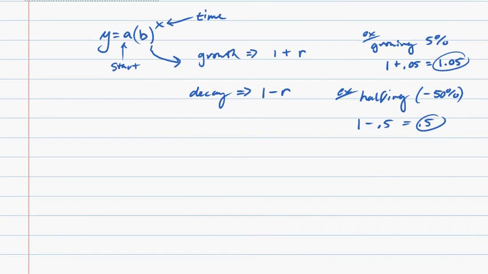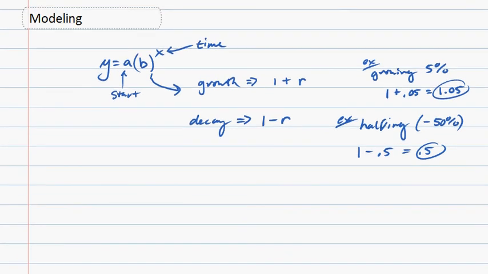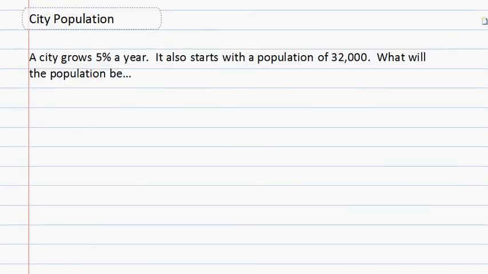Okay, so let's look at some examples here. For example, a city population. A city grows 5% a year. It also starts with a population of 32,000. What will the population be? And we'll do two examples here, like A, after 3 years.